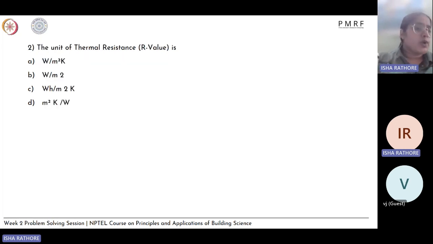So moving on to question 2, the unit of thermal resistance R value is A, watt per meter square Kelvin, B, watt per meter square, C, watt hour per meter square Kelvin, and D, meter square Kelvin per watt. So we are looking at thermal resistance. This can easily be confused with thermal transmittance. So thermal transmittance is 1 by R. So we are just asking what is R, the SI unit for R value.